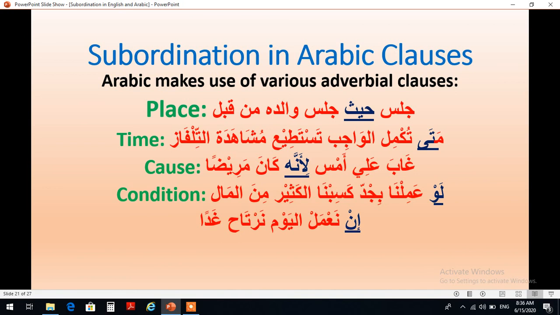لو عملنا بجد كسبنا الكثير من المال. أو إن نعمل اليوم نرتاح غدا. Here we have لو in the first sentence and إن in the second sentence. Both signal a relation of condition.